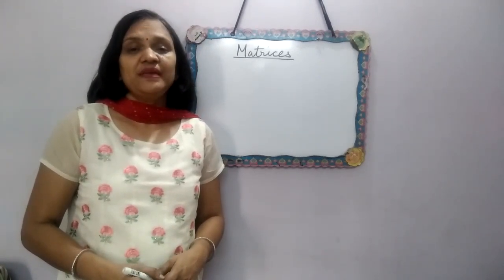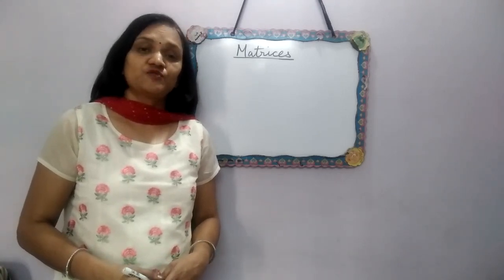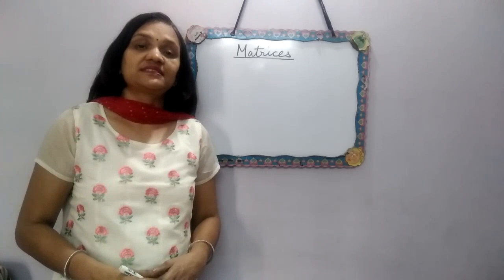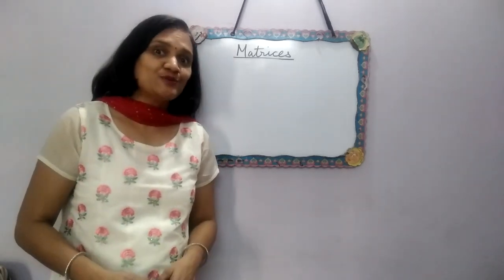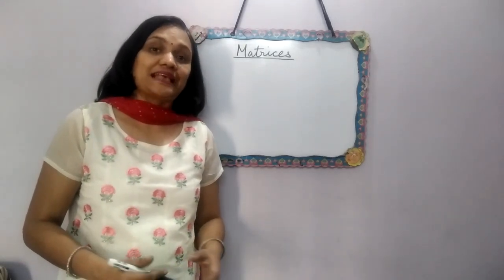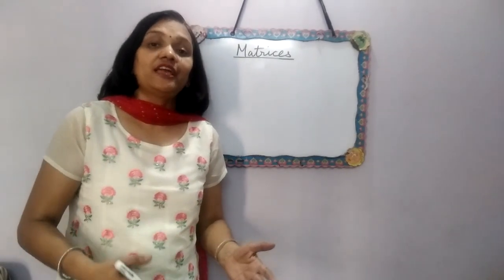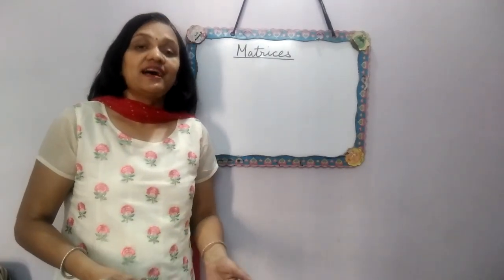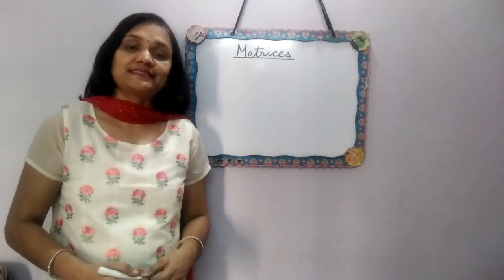Now, what is a matrix? A matrix is a rectangular arrangement of numbers in rows and columns. Where have you come across it? All of you have been to a cinema hall? In a cinema hall, you see the seats numbered as A1, A2, A3. Now, what do these A1, A2, A3 indicate? These are indicating the row number as well as the column number of the seats.